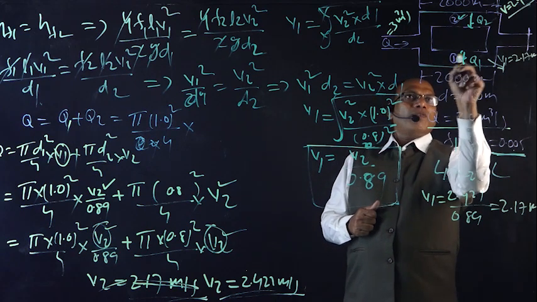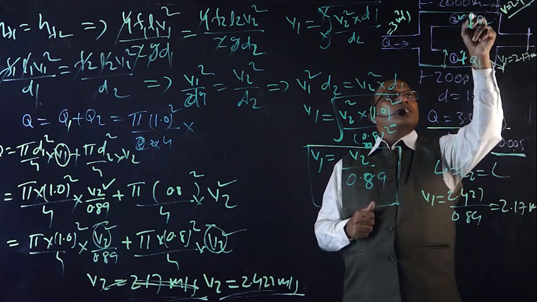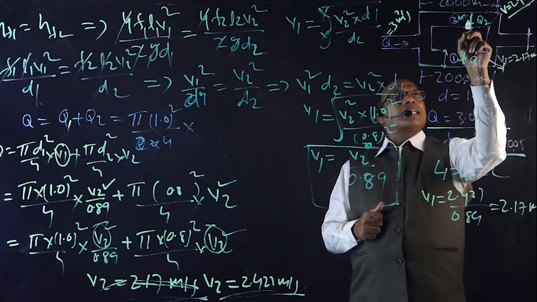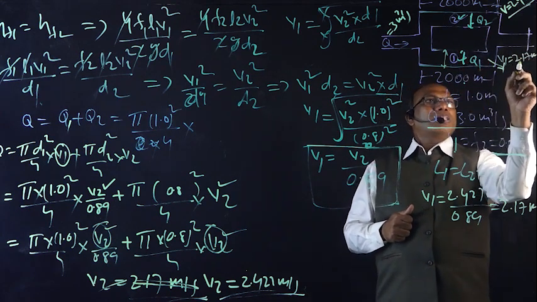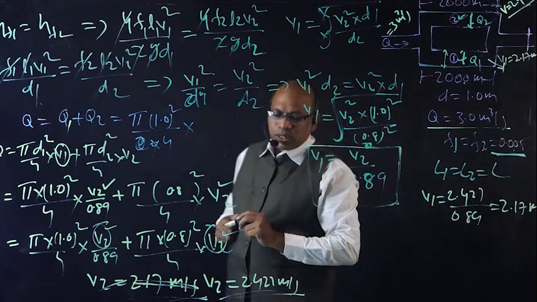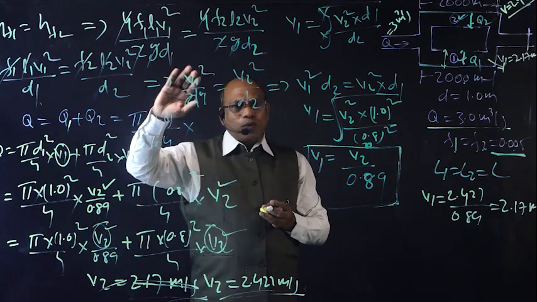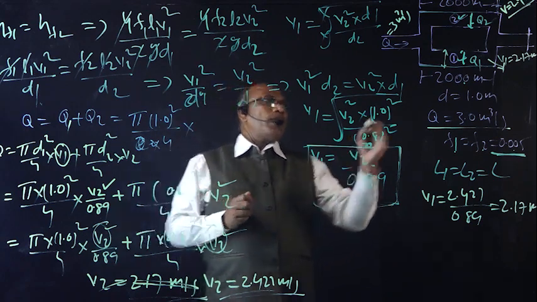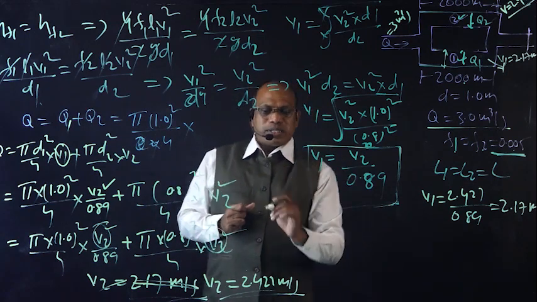The diameter of pipe 1 is 1 meter. The diameter of pipe 2 is 0.8 meters. So therefore, the velocity through the 0.8 meter diameter pipe is more compared with the 1 meter diameter pipe. That is 2.17, and this is 2.42 meter per second. Right. Our aim is to determine what is the rate of flow from pipe 1 and what is the rate of flow from pipe 2. We are going to determine Q1 first.